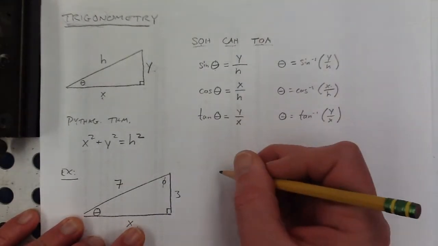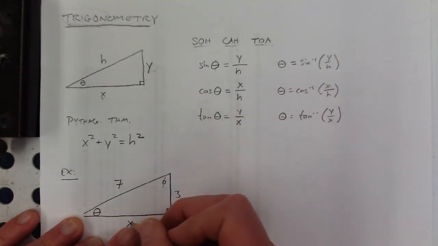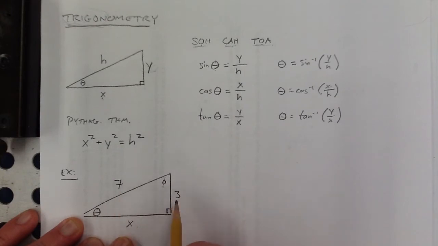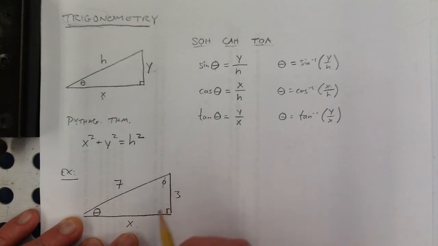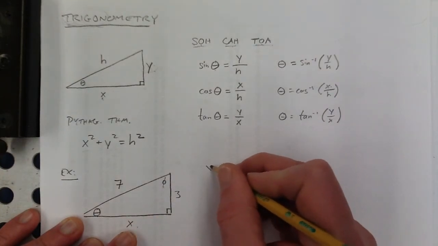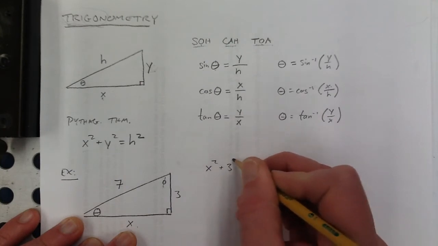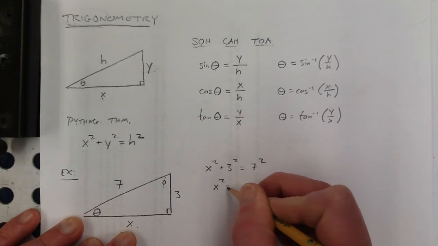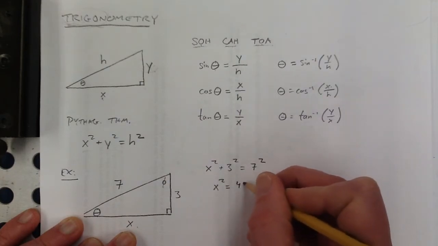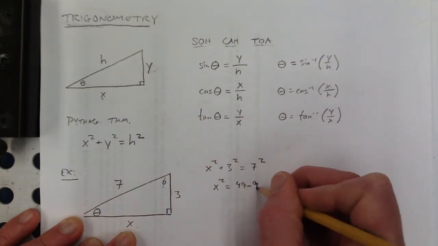Sure, let's do that. So if I want to find a side, and I've got two other sides, I can't use any of these trig things yet because I don't know any angles. So here, let's use the Pythagorean theorem. x squared plus 3 squared equals 7 squared. So x squared is equal to 7 squared, which is 49, minus 3 squared, which is 9.